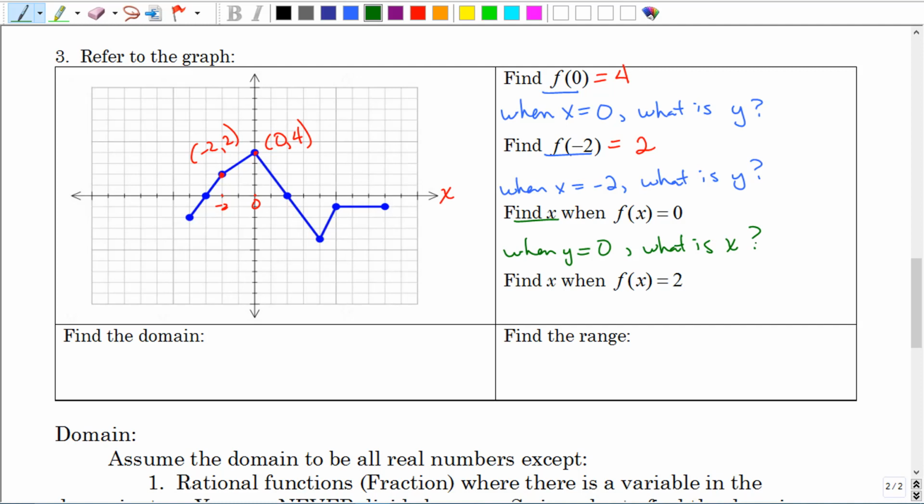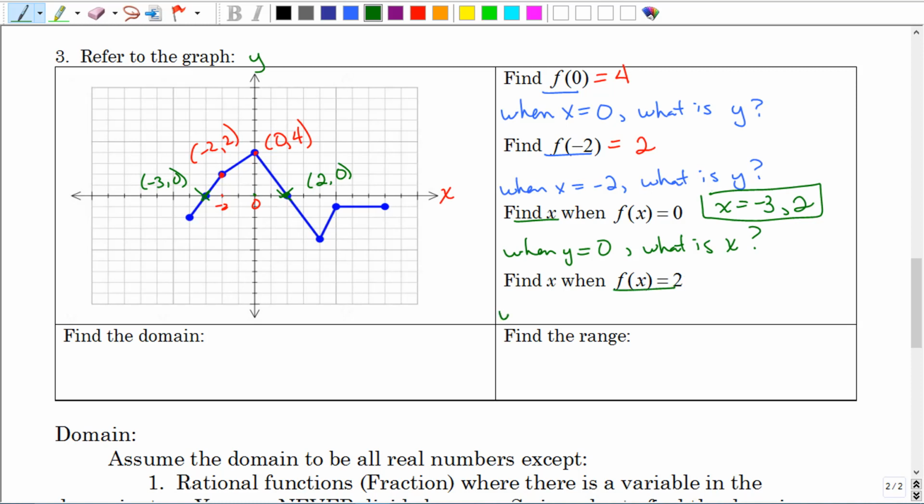Okay, so where is y equal to 0? It's right here. So, wait a minute. We've got 2 points. So this point is when x is 2, y is 0. And this point is when x is negative 3, y is 0. So x equals negative 3 and positive 2.